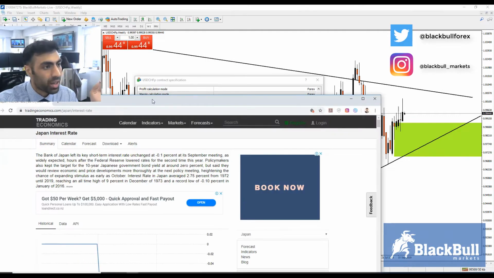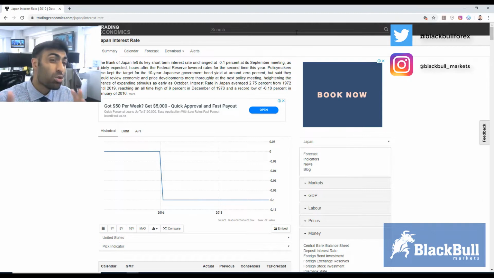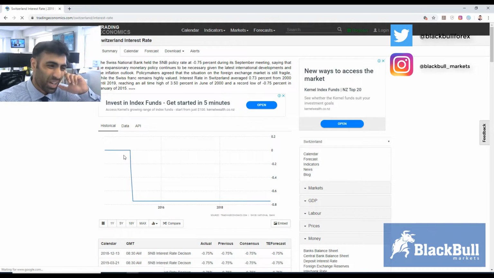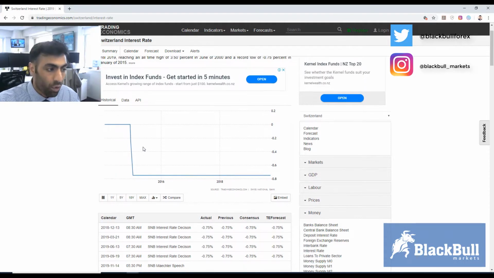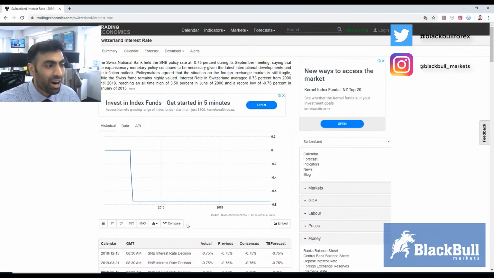Well, there's a great website called tradingeconomics.com, which shows you the interest rate differential between two different countries' central banks. So let's first type in the Switzerland interest rate, and we'll be able to see that Swiss, as well as a lot of the Eurozone, have been holding negative interest rates for a while now. The latest print being minus 0.75.